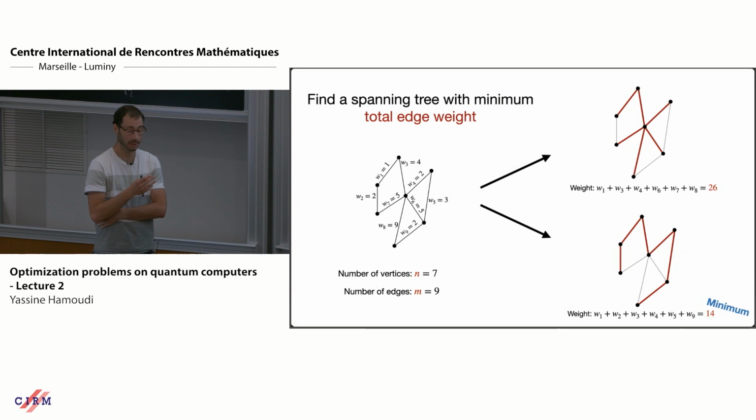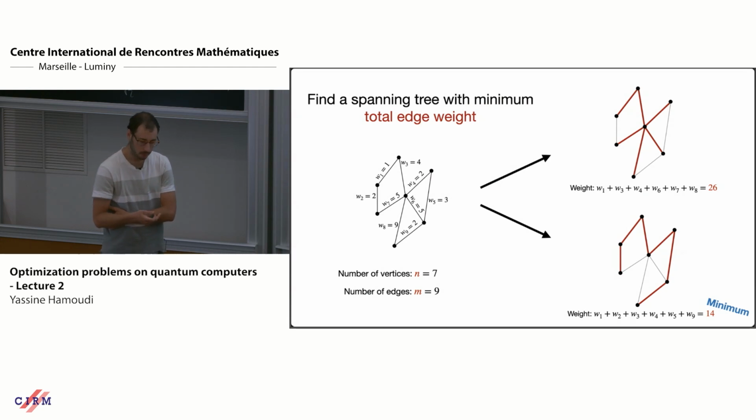Now, once you have selected the spanning tree, the weight is going to be the sum of the weights of the edges that belong to the tree. And you would like to find the spanning tree of minimal weight. It has important applications in terms of efficient exploration of a network, for instance.